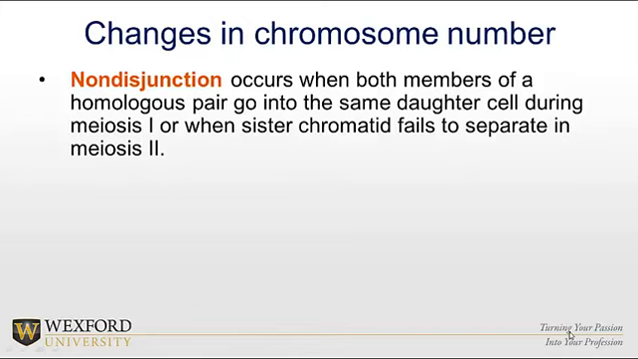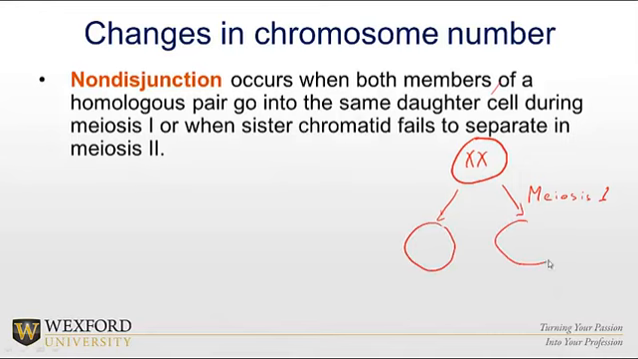So I'm going to take the first example, when a homologous pair from meiosis 1 don't separate, and draw this out real quick. Here's my initial pair of homologous chromosomes, and we're going to say this is meiosis 1. We're only looking at one pair of chromosomes. So here's our original from the parent.